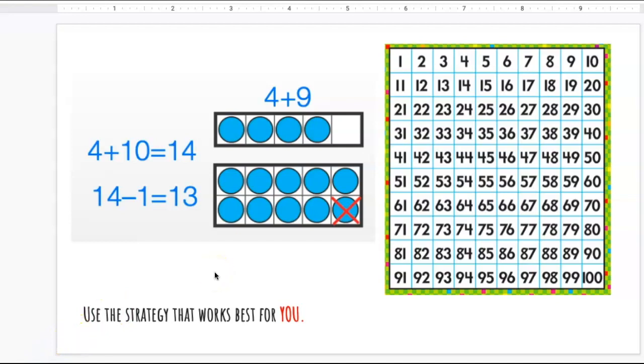The key with these strategies is being flexible and using the strategy that you think works best for that particular problem. The more you practice these strategies, the better you're going to get at solving these problems quickly, efficiently, and accurately.